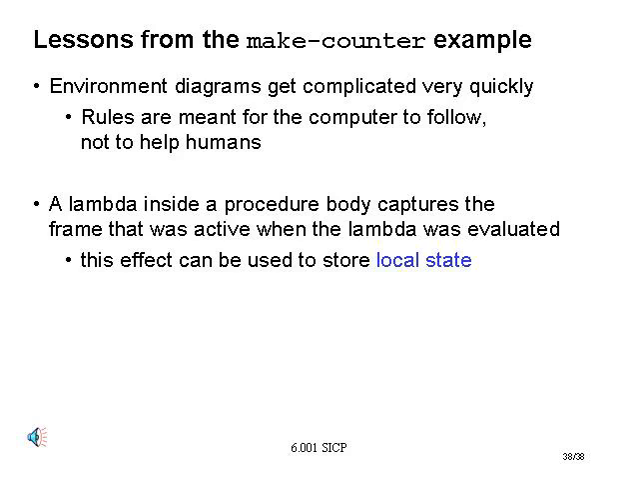So as you step away from all of this, here are the two thoughts that we'd like you to leave with. Note that environment diagrams or environment models are very valuable, but they get complicated quickly. They're really meant for the computer to follow, not for us, and we're going to see that when we use those to build an evaluator. The second and most important thing was the example we just saw. A lambda inside a procedure body captures the frame that was active when that lambda was evaluated. That means we can use this to store local state, and that's going to allow us to build a whole new set of programming tools, as we're going to see in the next few lectures.